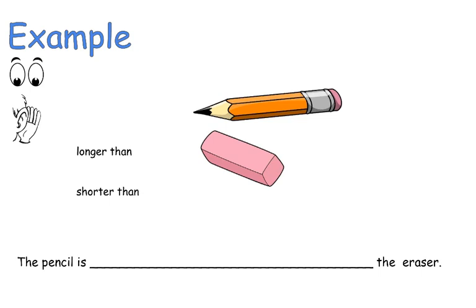This is an example. So for this, you are not writing anything down. You are watching and listening and answering my questions. Okay? We are not writing anything down right now. Okay. So for this example, we are looking at a pencil and an eraser. And we have to think about which one is longer and which one is shorter. And our goal is to answer this sentence at the bottom here.